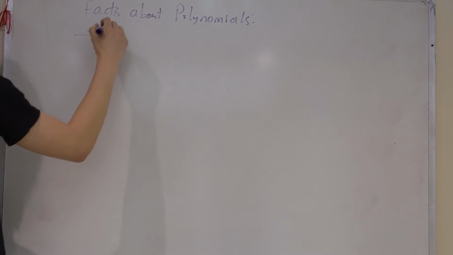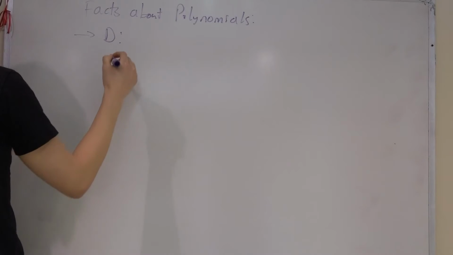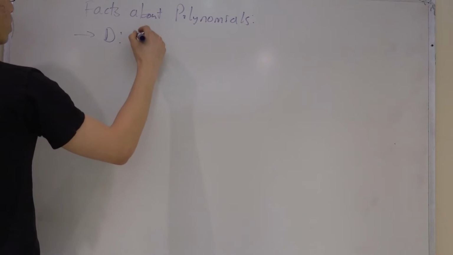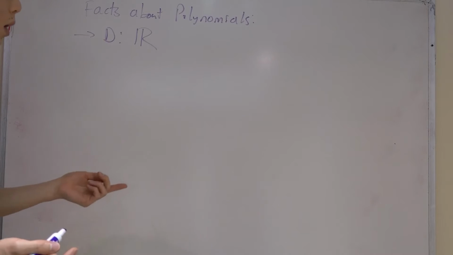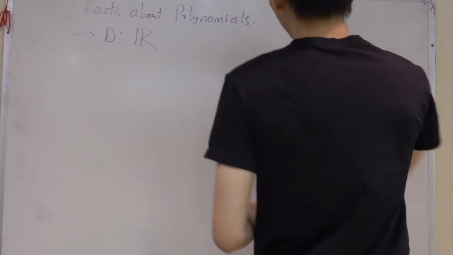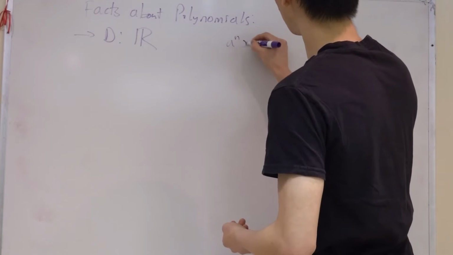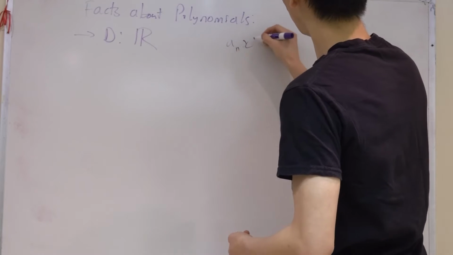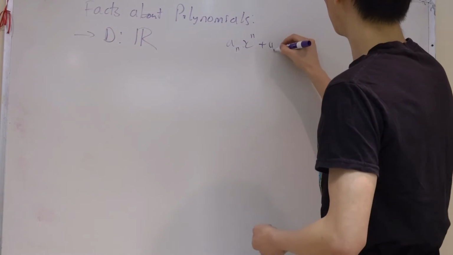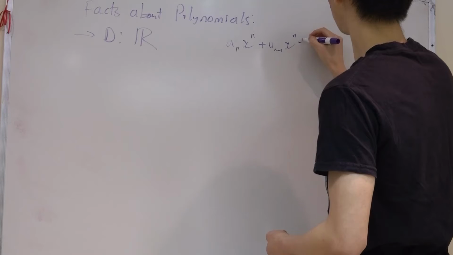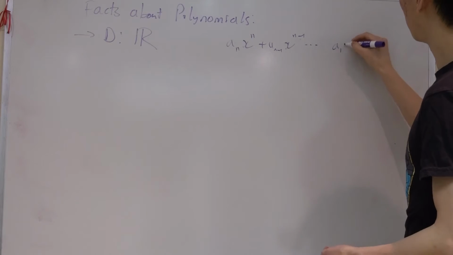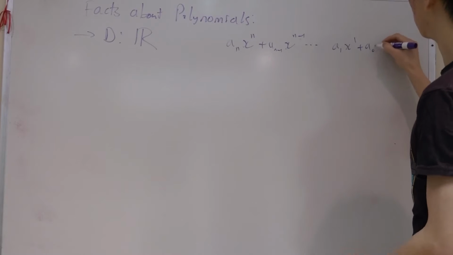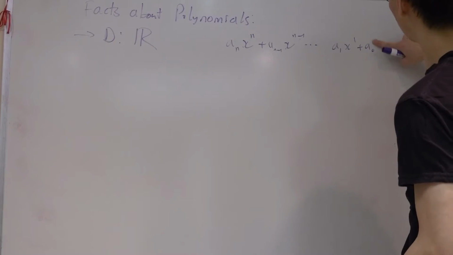Okay, so the first fact is that their domain is always all of the real numbers. Now think to yourself why that should be true. And I'm going to tell you why. It's because, remember, by definition, any polynomial looks like this: a_n x^n + a_(n-1) x^(n-1) + ... + a_1 x + a_0.